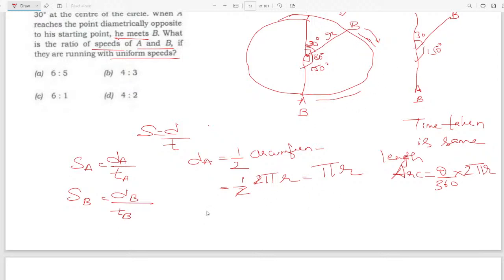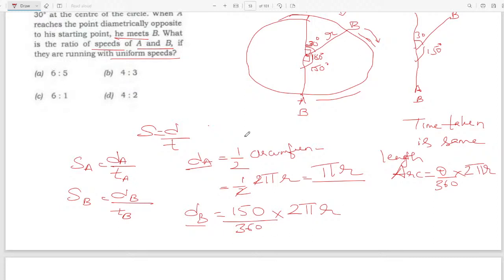So how would we calculate it? The length of that arc is nothing but the distance traveled by B. Theta is 150 degrees divided by 360 degrees times 2 pi R. So we know that the distance traveled by A is pi R and the distance traveled by B is 150 by 360 times 2 pi R.